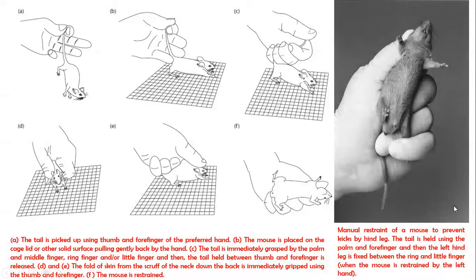Here is the manual restraint of a mouse to prevent kicking by the hind leg. The tail is held using the palm and the forefinger, and then the left hind leg is fixed between the ring and the little finger.